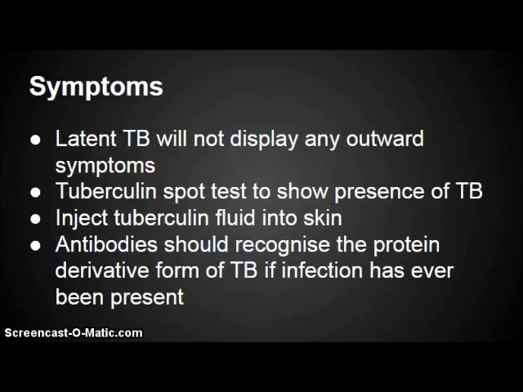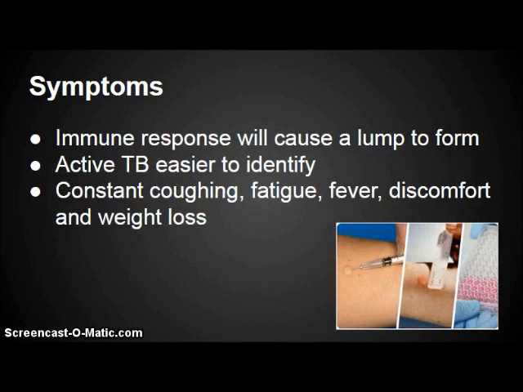Latent TB will not display any outward symptoms. However, a tuberculin skin test will confirm the presence of TB. This involves injecting tuberculin fluid into the skin. This uses a purified protein derivative, or PPD, from TB. If the person has had TB before, antibodies will recognize the PPD as a pathogen and the immune response will cause a lump to form.